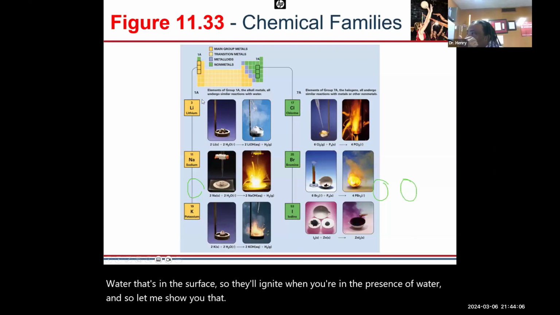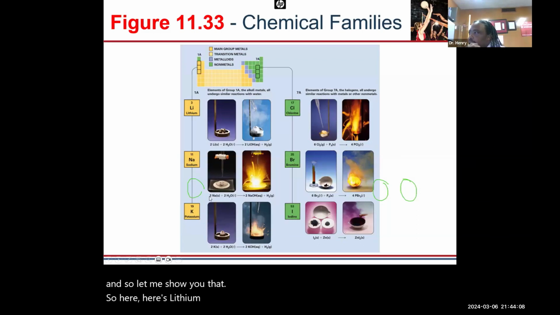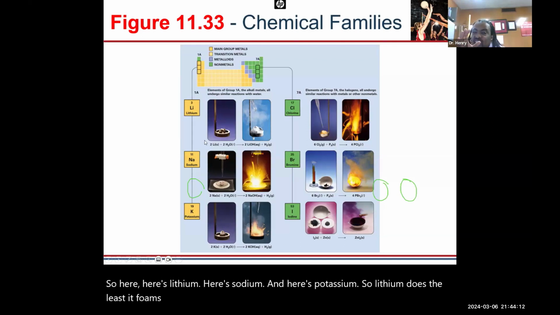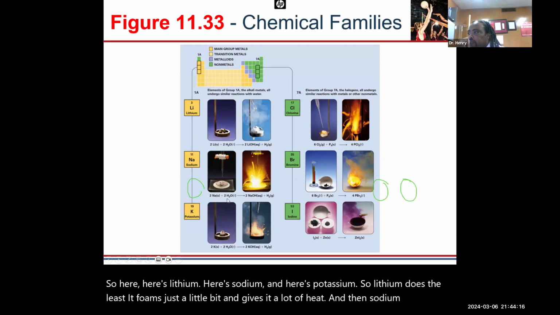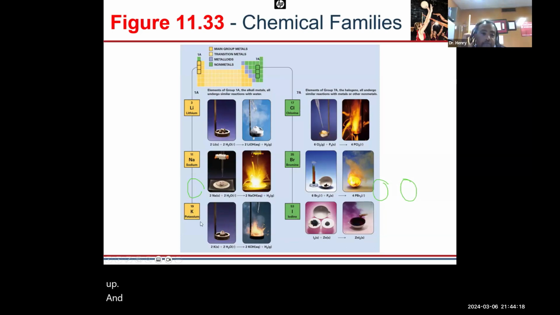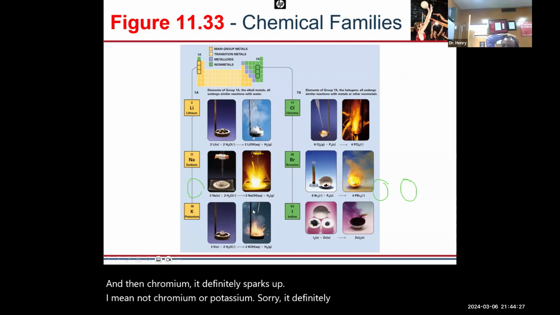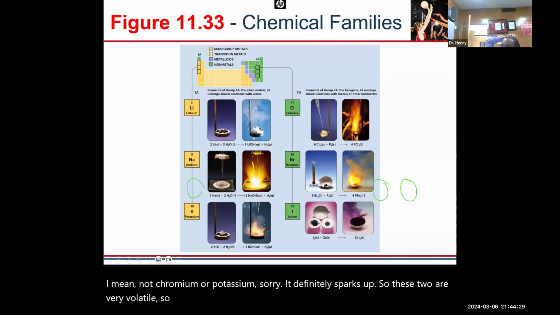So here's lithium, here's sodium, and here's potassium. Lithium does the least, it foams just a little bit and gives off a lot of heat. And then sodium, it sparks up. And then potassium, it definitely sparks up. These two are very volatile, so they will react with water.